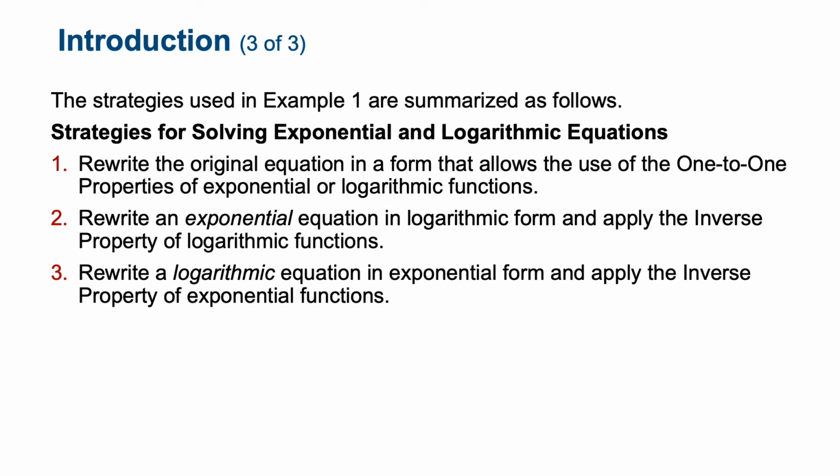Okay, so what are some strategies that we used to solve these examples? What we did was we rewrote the original equation in a form that allows us to use the one-to-one properties. So what does that mean? We basically put the equation in a way where it's just 3 to the power of something on one side and 3 to the power of a different thing on the right-hand side, and we compared the exponents. Okay, and the same thing for logs. Another thing we could do is rewrite an exponential equation in logarithmic form and apply the inverse property, or rewrite a logarithmic equation in exponential form and apply the inverse property.